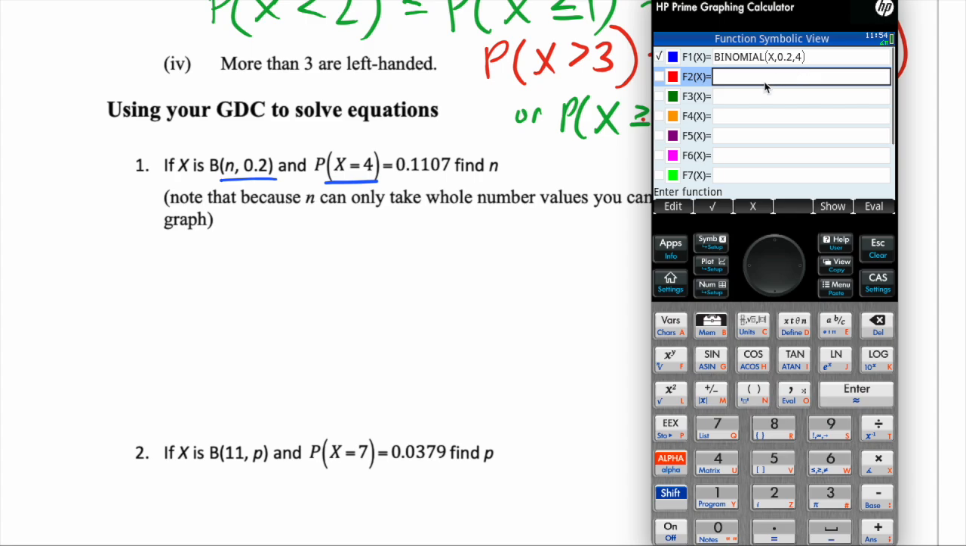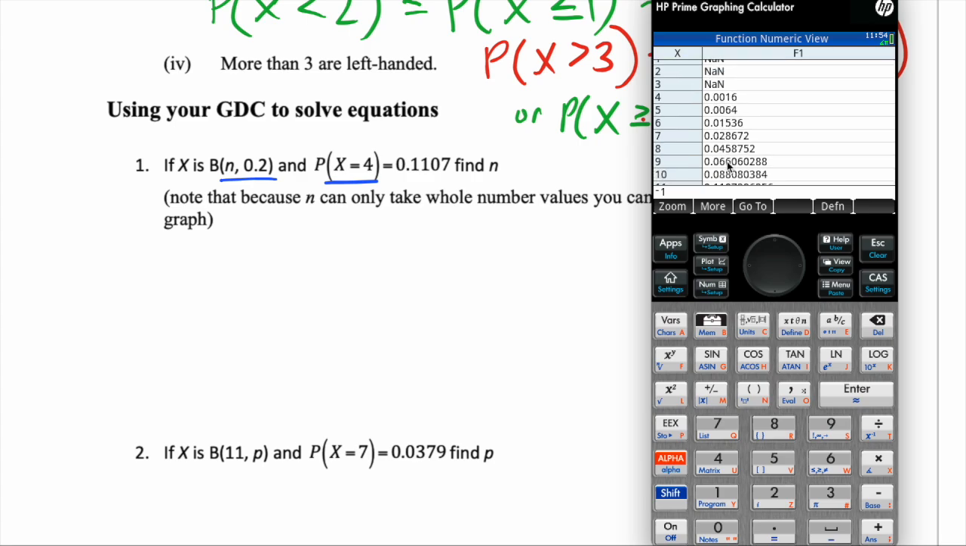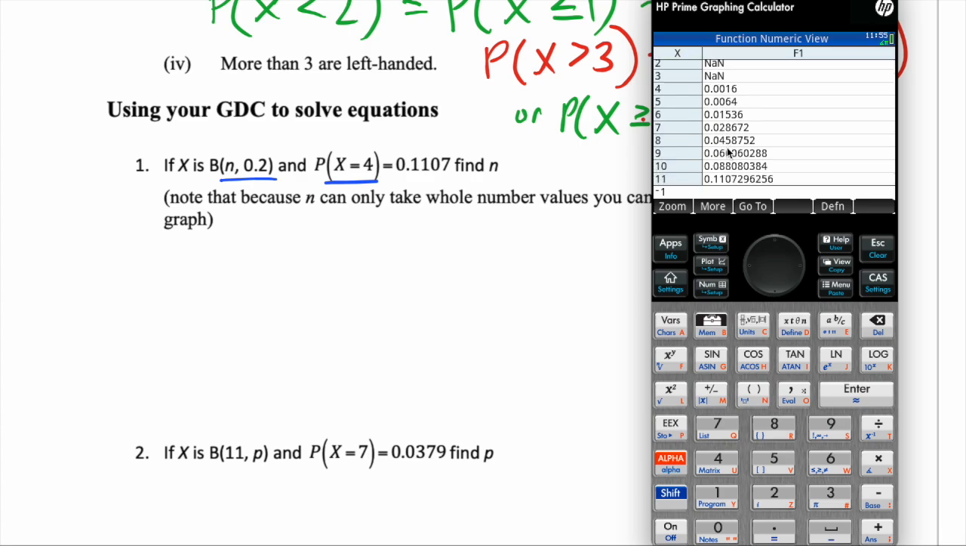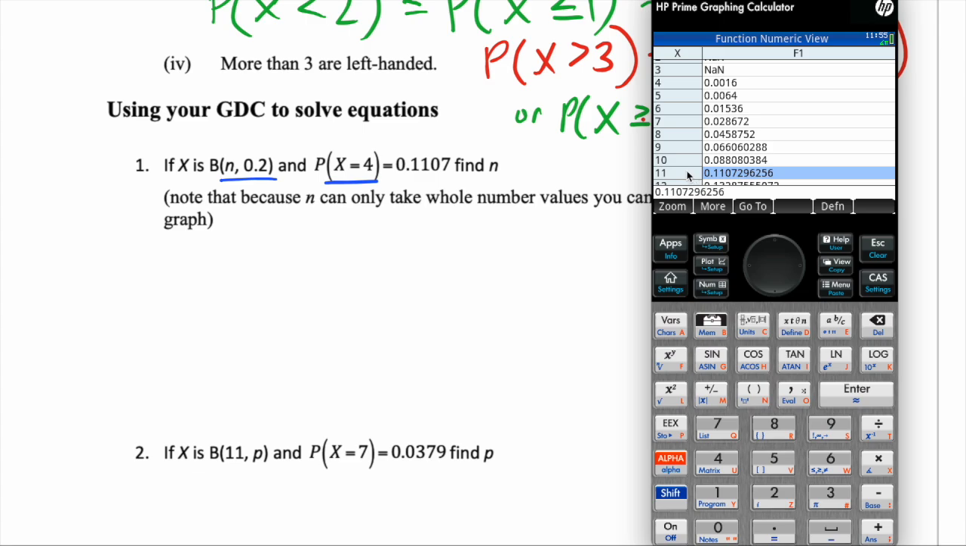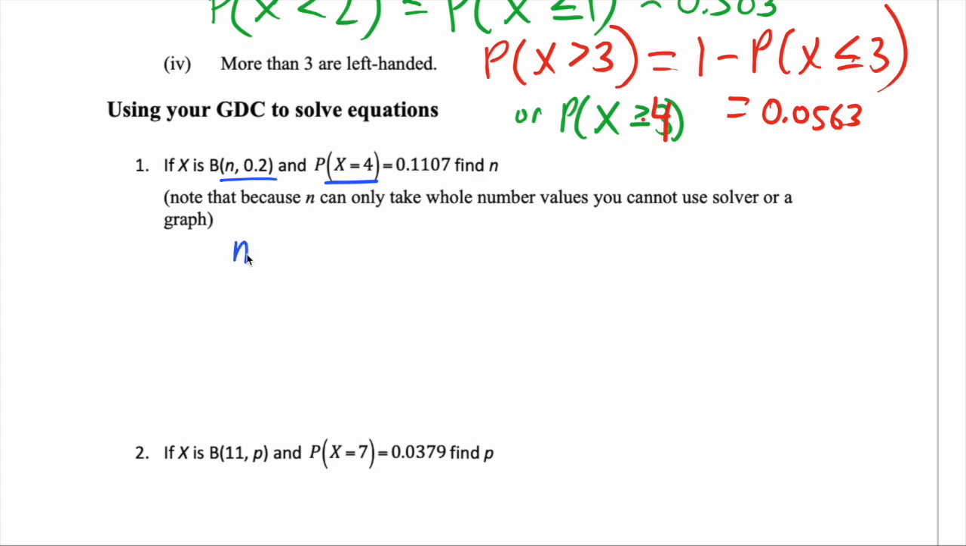Alright, the function's in there, and n is a whole number. When n is a whole number, it's best to just look at the table and see when it equals 0.1107. So let's go to the table, and we just scroll till we get 0.1107, and you can see it is when n equals 11. Okay, so n equals 11.